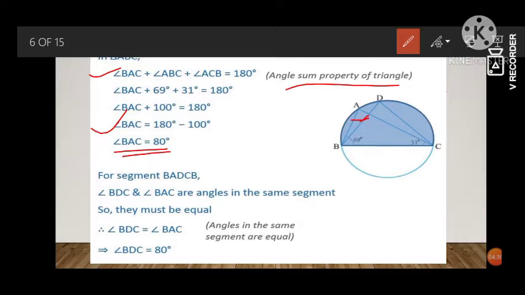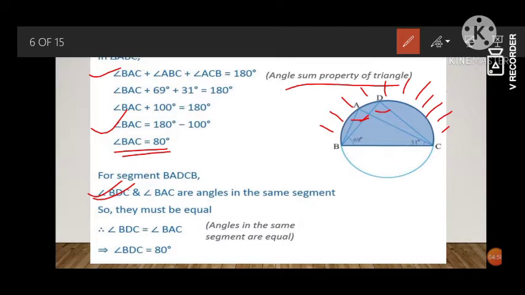Now if we see the shaded portion that is done in light blue color, this is a segment that we are considering. So the segment is BADCB. So the shaded portion is the segment that we are considering, and we know that angles in the same segment are equal. So angle at A and angle at D are both equal to each other.